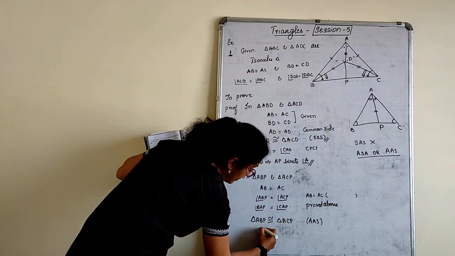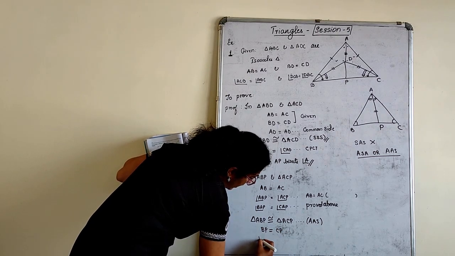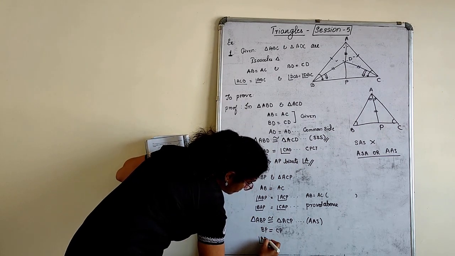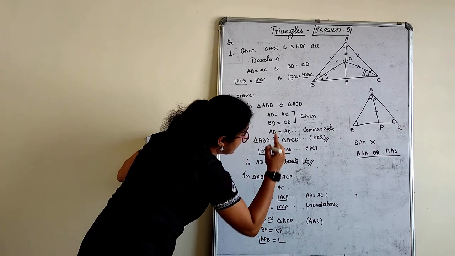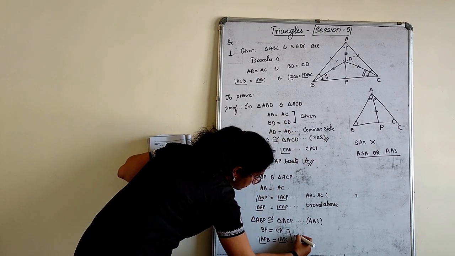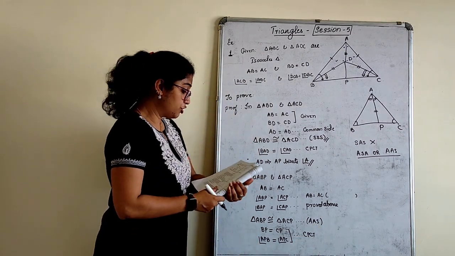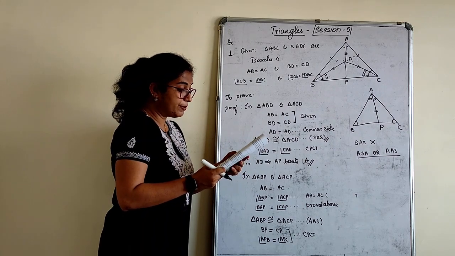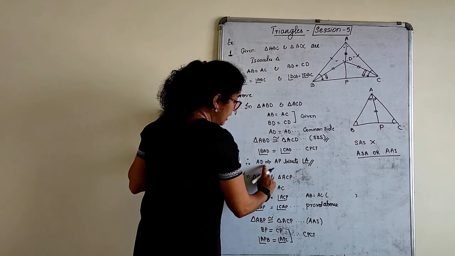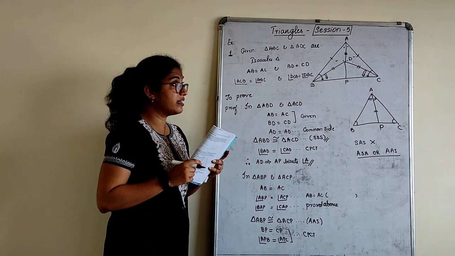That is, I can tell here BP is equal to CP and I can tell angle APB is equal to angle APC. Reason? CPCT. Right? That means now what all we have proved? We proved first one, we proved second one. Third one we did not prove completely because I only told AP bisects angle A. It is not still bisecting angle D also.